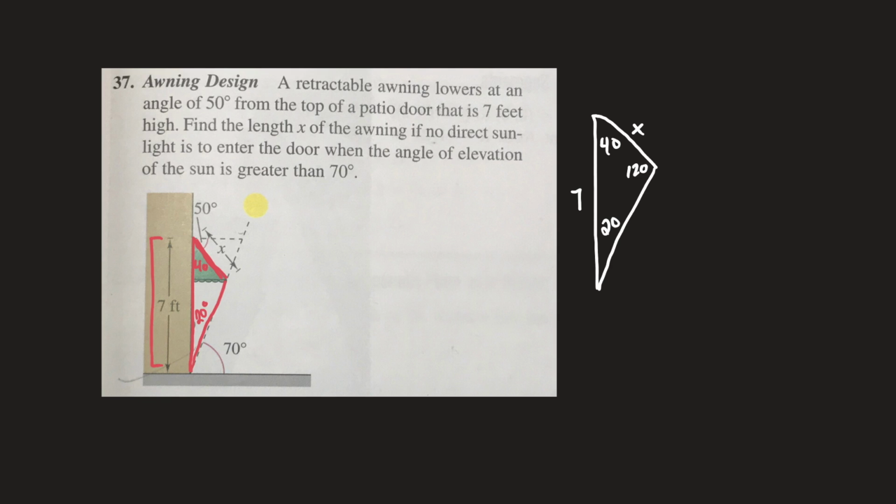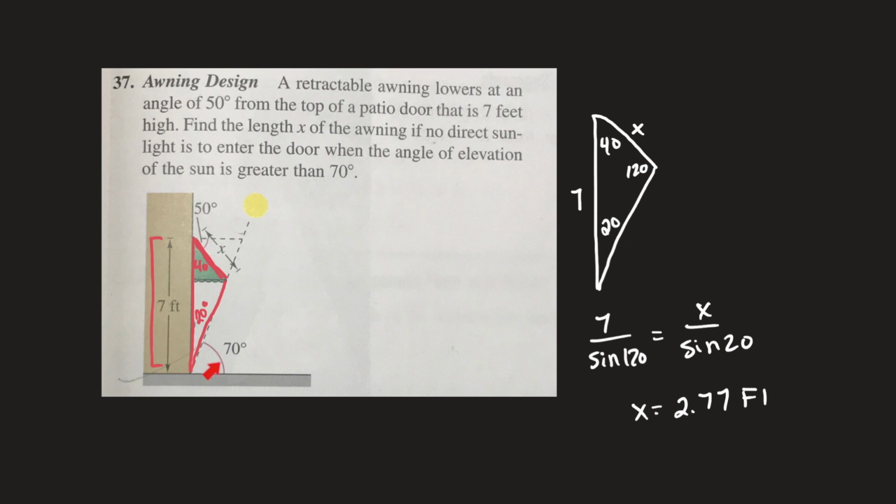So since we have a matching set of sides and angles, this one's going to be using the law of sines. So we're going to set 7 over sine of 120 is equal to x over sine of 20. And I'm just going to use the law of sines to solve this one. Multiply both sides by sine of 20, and you're going to end up with x equal to 2.77 feet.